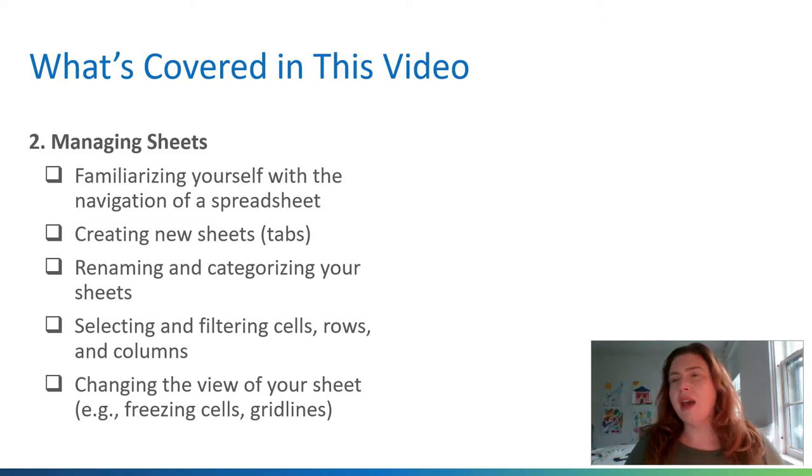How do you rename and categorize your sheets? How does that work? And then also, how do you select and filter your cells, your rows and columns? In fact, what are cells, rows, and columns? We're going to work on that. And finally, how do you work on the view of your data? There's a lot you can do to manipulate how you look at your data, what rows and columns you can see and not see. You can even change the grid line appearance of your interface.